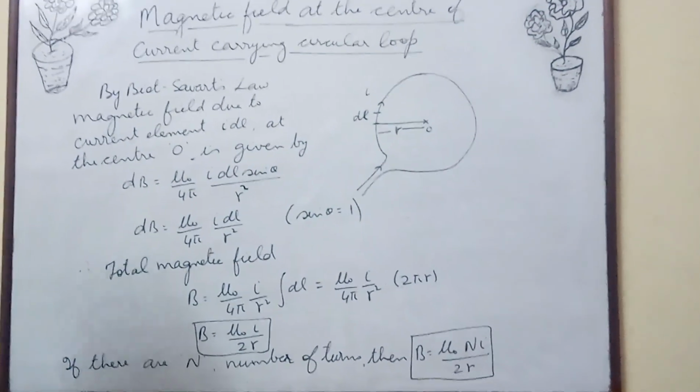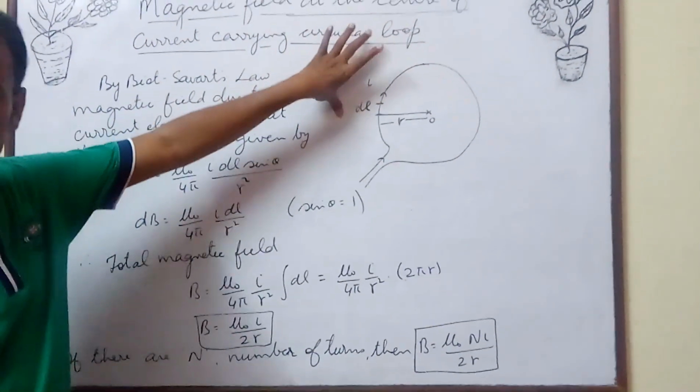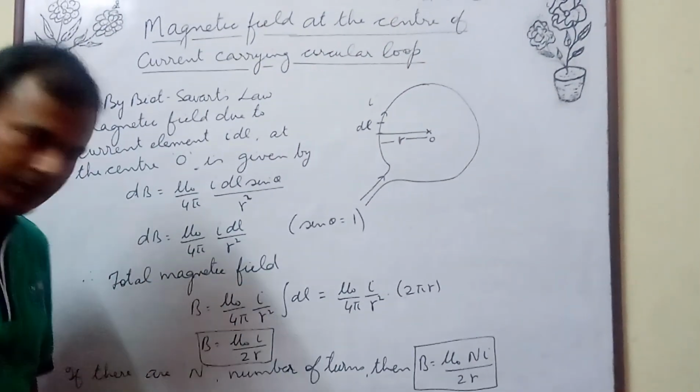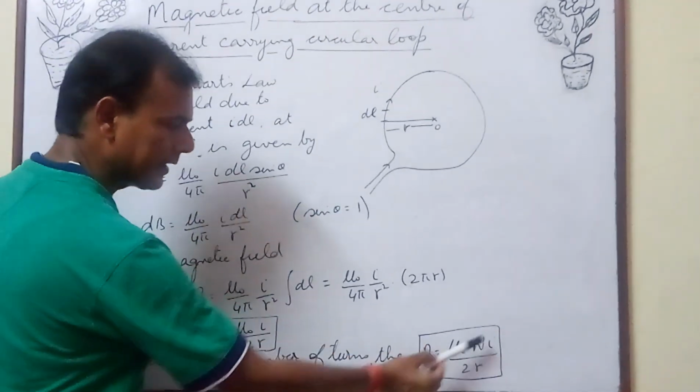Okay. Now this is if there is one loop, very good, and if there are n number of turns, the formula becomes B is equal to mu naught N I upon 2r.